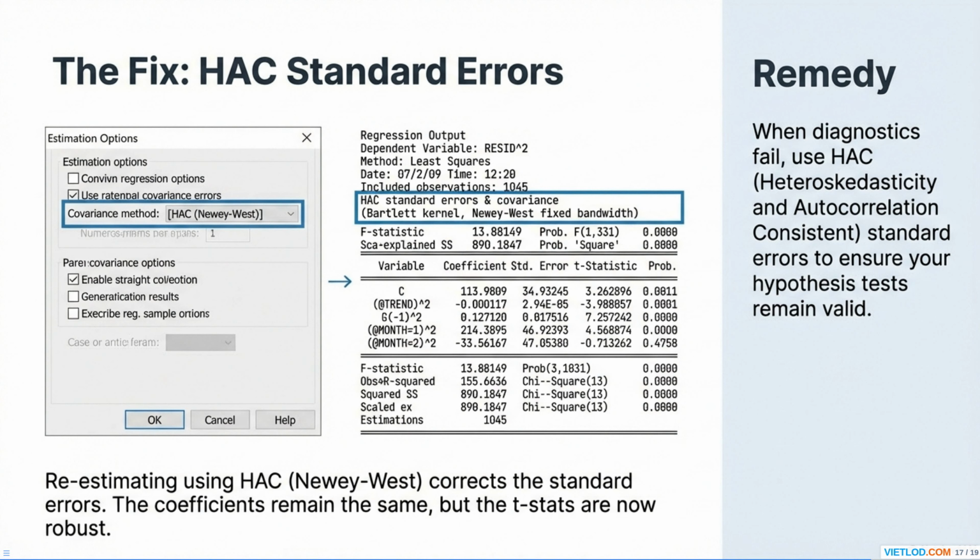When our diagnostic tests for issues like serial correlation and heteroskedasticity fail, as they did in our case study, the appropriate remedy is to use robust standard errors. Specifically, we turn to HAC standard errors, which stands for heteroskedasticity and autocorrelation consistent. The Newey-West method is a widely accepted approach for this.